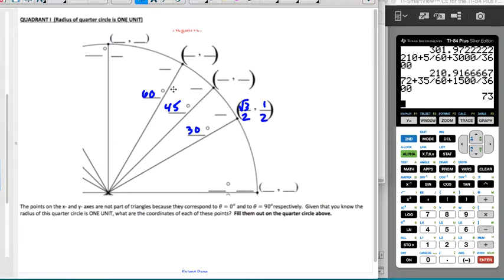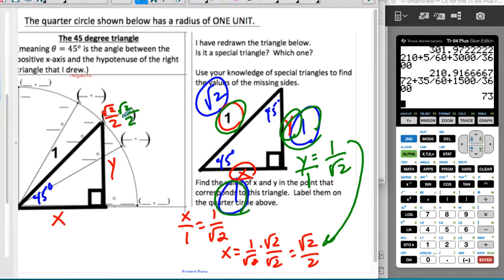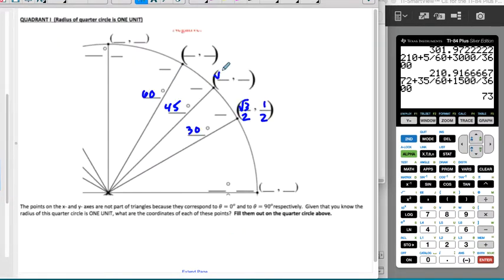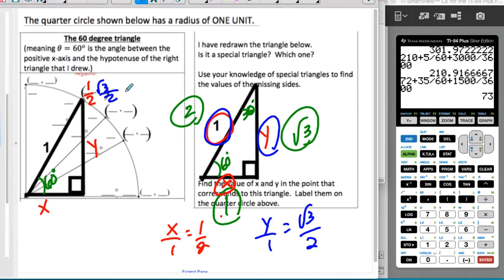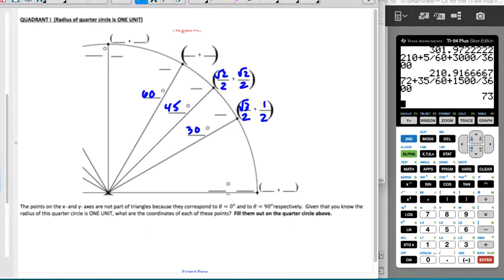You can use that line in the middle as the division symbol if you want. I found that the 45, 45, 90 triangle had both coordinates as root 2 over 2. So root 2 over 2, root 2 over 2, right? And then I found that the 60-degree triangle had the same two coordinates as the 30-degree one, but in opposite order, which makes sense because this is the same triangle just standing up on end. So I got 1/2 and root 3 over 2. Those were the same coordinates, just flipped.